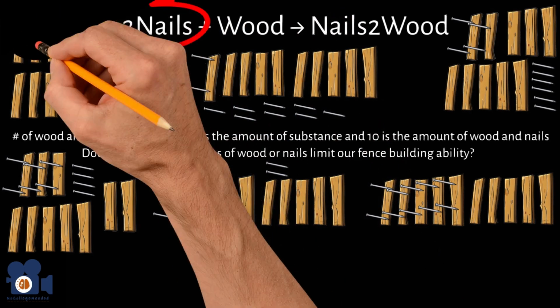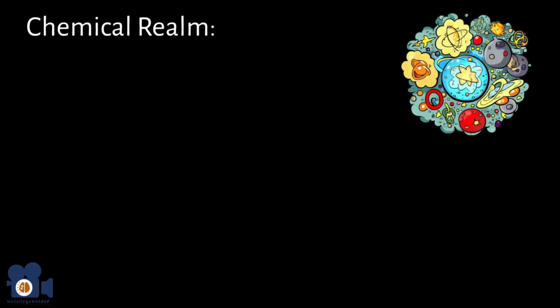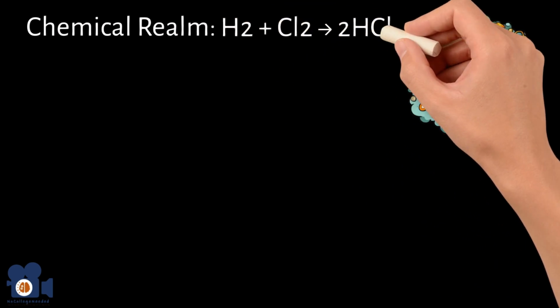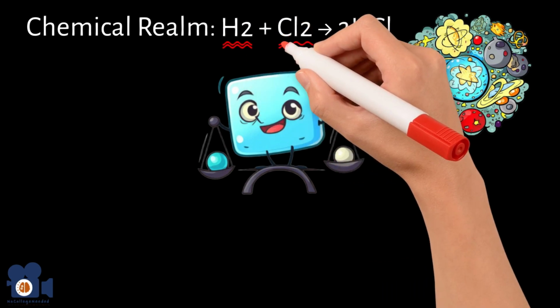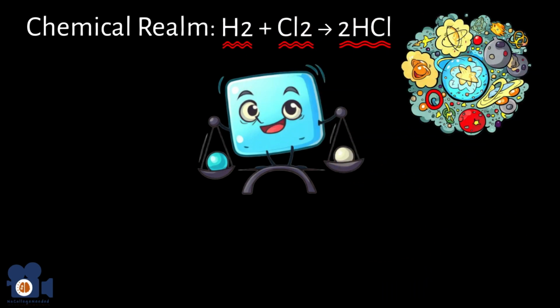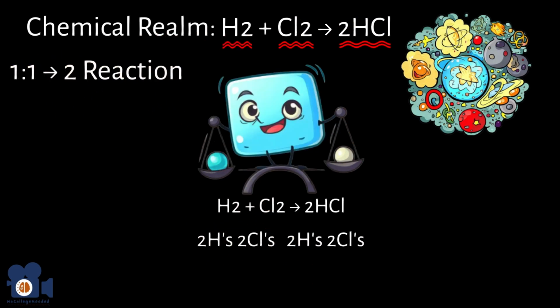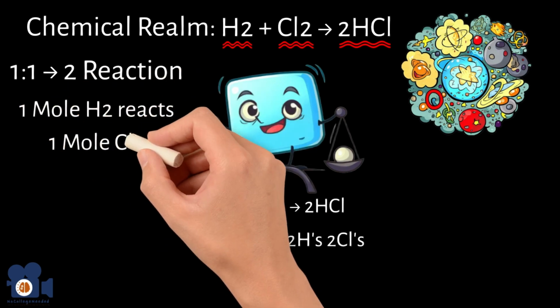Now let's take this into the chemical realm by looking at the formation of hydrochloric acid, HCl. The reaction is as follows: H2 plus Cl2 going to 2HCl. Notice that the equation is balanced since there are 2 hydrogens and 2 chlorine atoms on each side of the reaction. Also notice that it is a 1-to-1 going to 2 reaction, meaning that one equivalent of each starting material reacts with each other to form 2 equivalents of product.